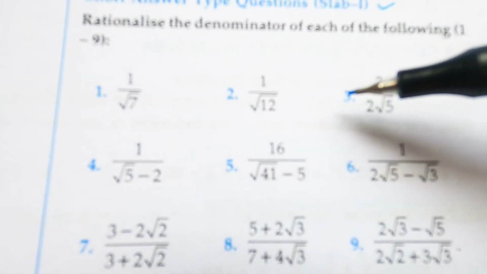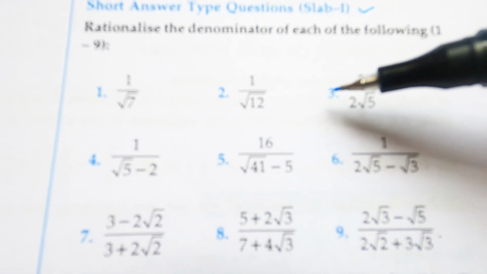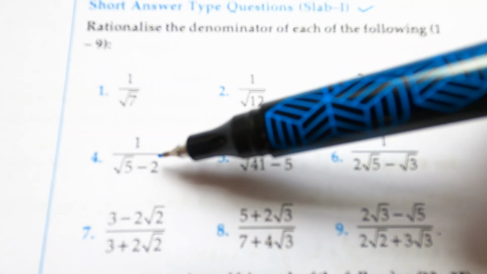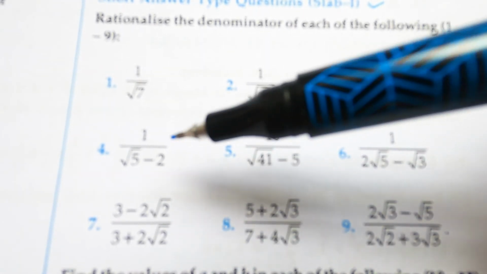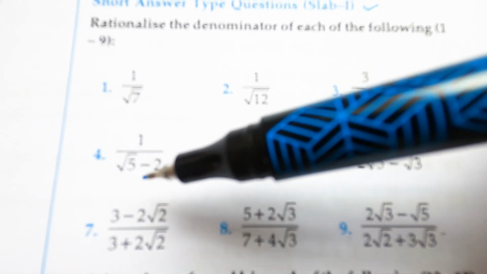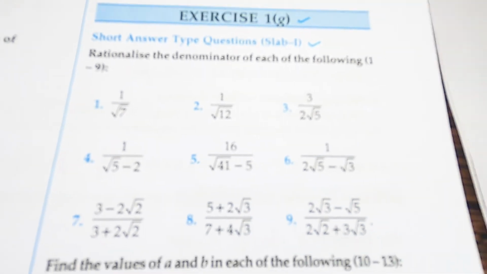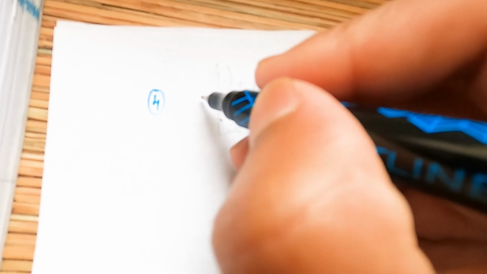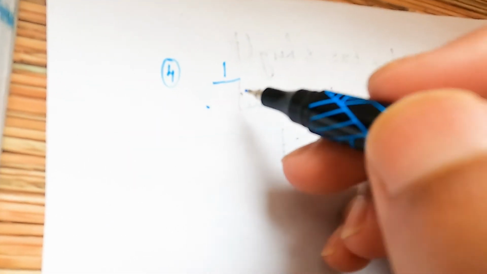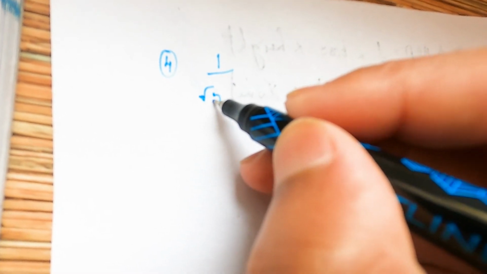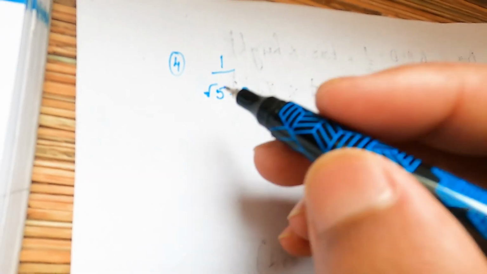So for number 3, you will do it for homework. Then I will show number 4. Numbers 5, 6, 7, 8 and 9 are exactly the same as number 4. Number 4 is a little bit different. Number 4, we have 1 by root 5 minus 2.